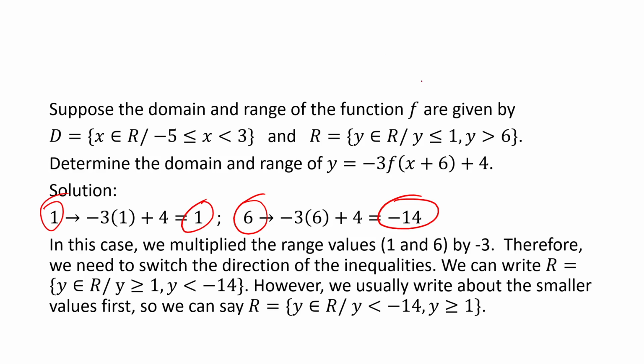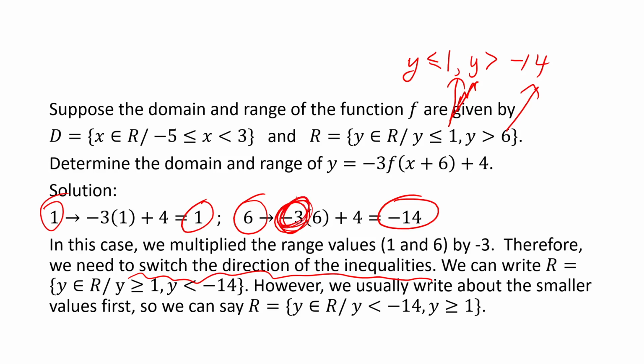Okay, so based on what we've done so far, you might be tempted to say, okay, y is less than or equal to 1, or y is greater than -14, because 1 mapped onto 1, and 6 mapped onto -14. But that would be wrong. The reason it would be wrong is we need to switch the direction of the inequalities. And the reason we need to do that is in these calculations, we were multiplying by a negative. We were multiplying by -3 both times. So therefore, we need to change the direction of the inequalities.